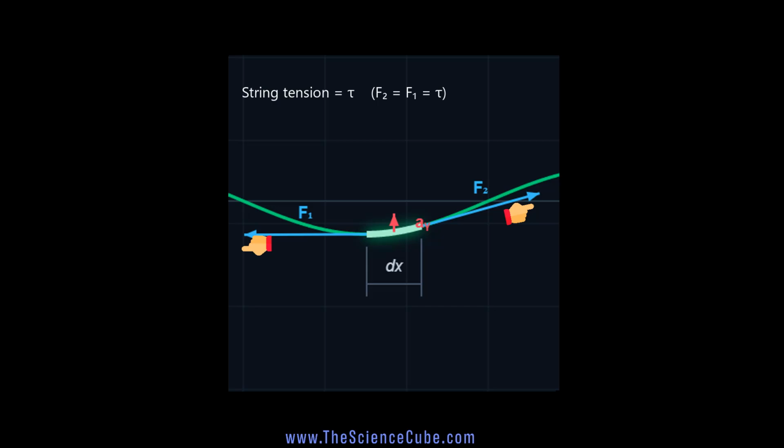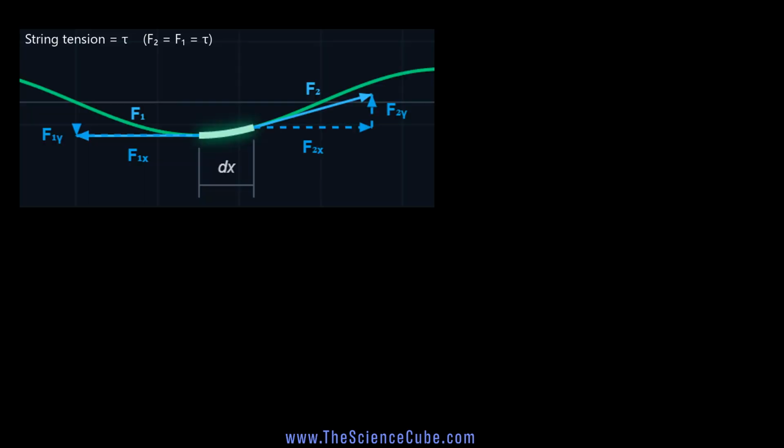Now, having built the physical picture, let's get into the math. And we are going to apply Newton's second law in the y direction. That is, the net force in the y direction equals the mass of the element times its vertical acceleration. That is, F2y minus F1y equals dm times ay. And this is our starting equation for the entire derivation. Now, let's explore this equation piece by piece.